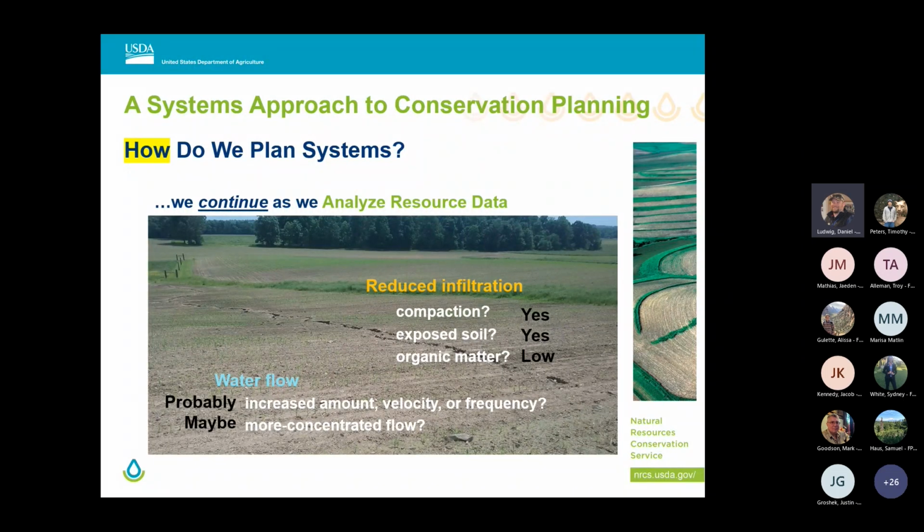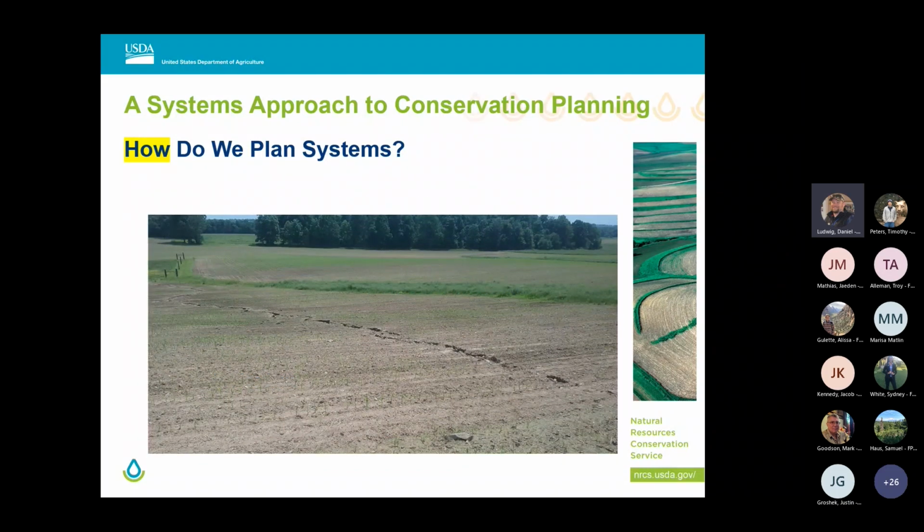Looking at the water flow, probably there's increased flow, velocity, or frequency, and maybe more concentrated flow. We've got to see what's going on above this field. Just see, is there a culvert that's going in? What's going on that might be causing more concentrated flow to come across this area? So we also have to look at why. If we determine that there's an infiltration issue happening, why is infiltration not happening? Is there too much tillage? Is there not enough residue? What's going on in this producer's crop rotation?